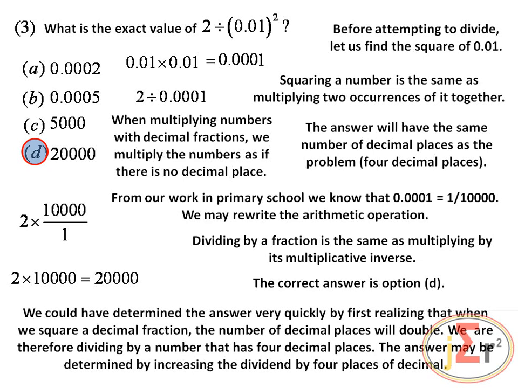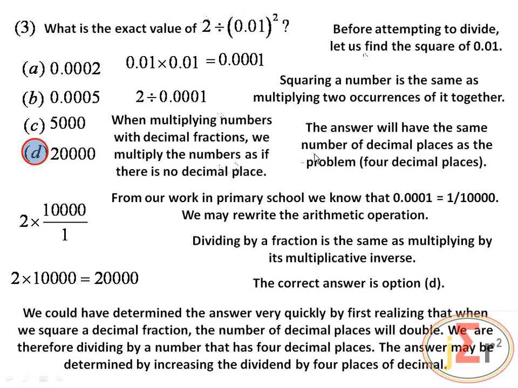Sometimes it is best if we just take a second to look at the problem instead of going very quickly to use a lot of mathematical principles or even to write a lot of information down in solving the problem. Just looking at it, we know that we are dividing by a number with 4 decimal places. Therefore, the answer will result in increasing the dividend, which is 2, by 4 places of decimal.